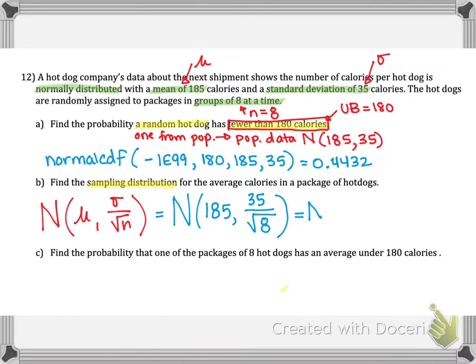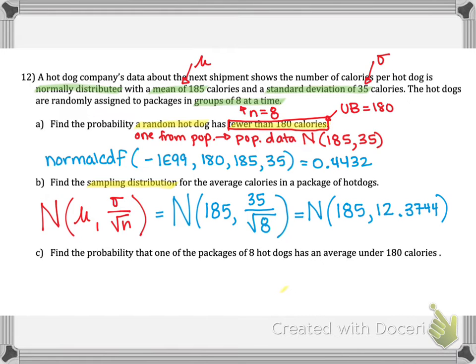So we want to find our new, smaller standard deviation for our sampling distribution. So our mean is 185. That does not change. And I measured our new standard deviation out to 4 decimal places, and I got 12.3744.